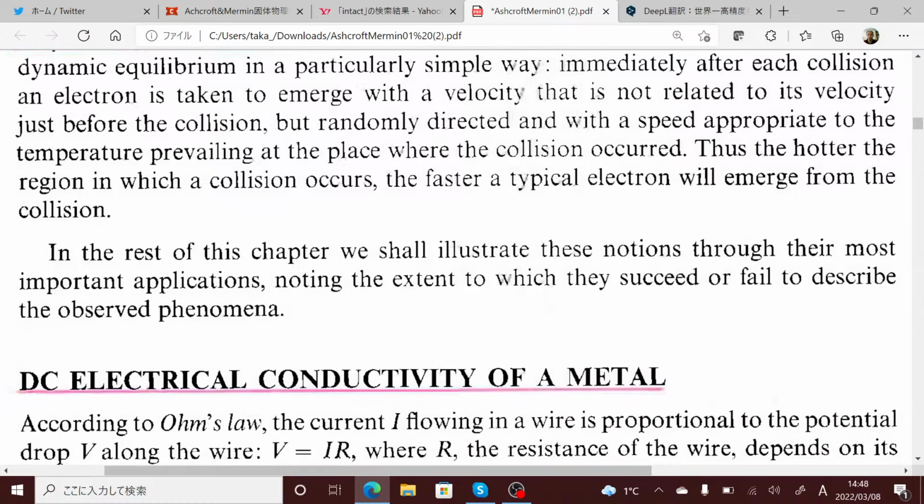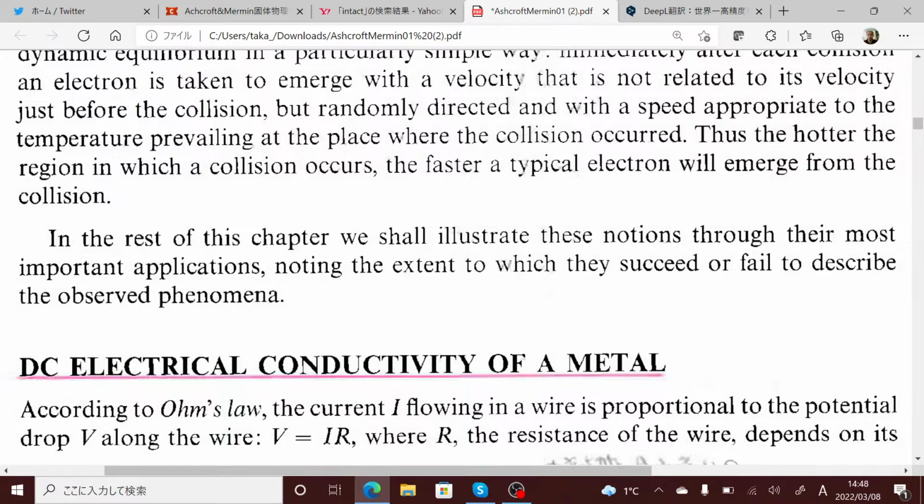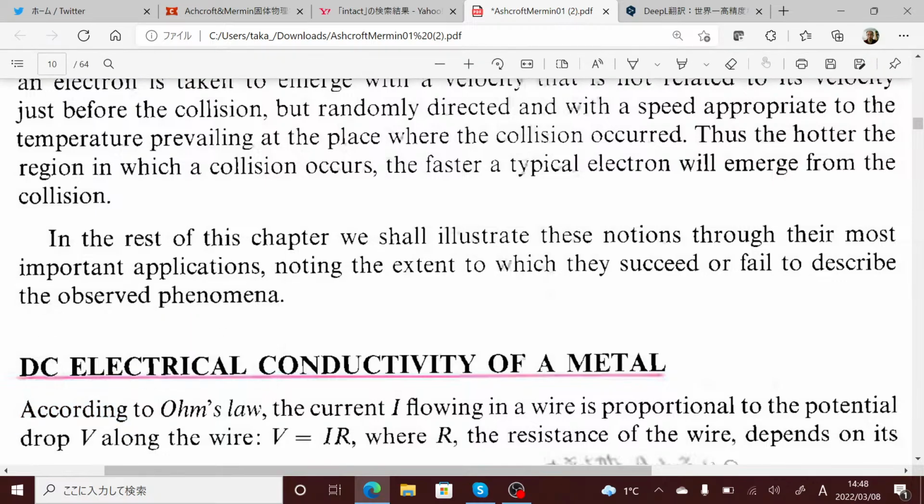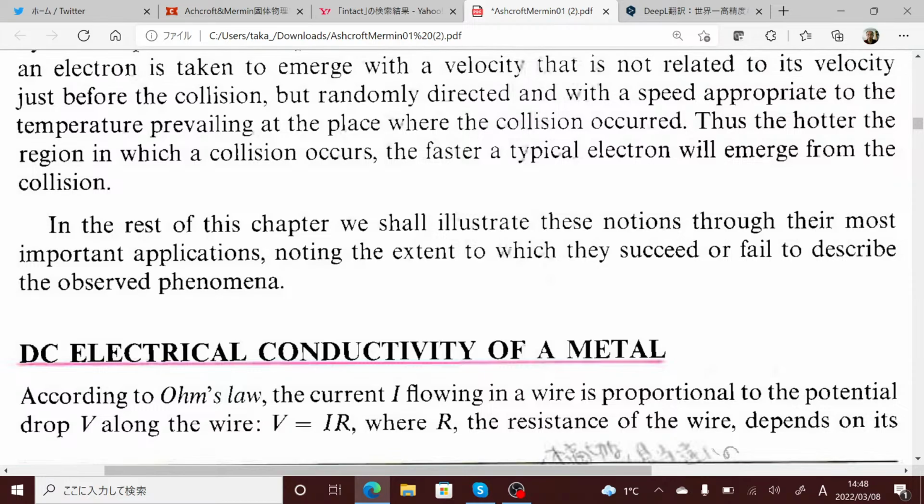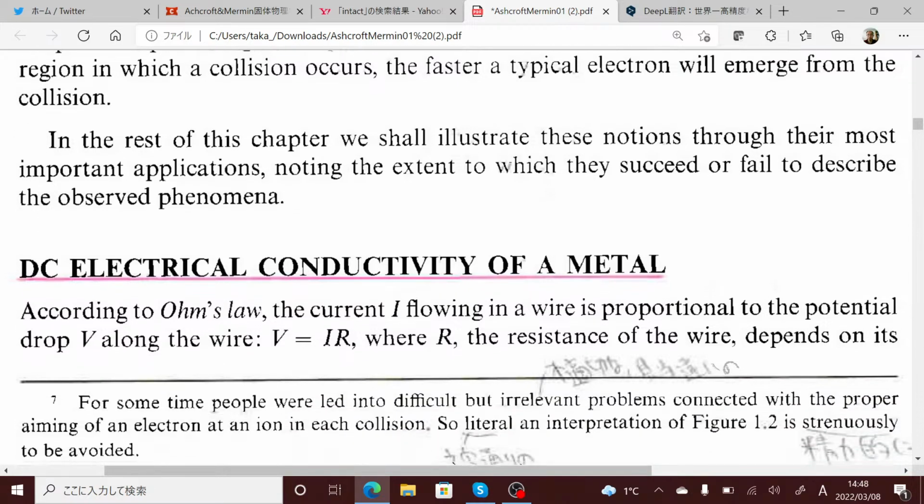In the rest of this chapter, we shall illustrate these notions through their most important applications, noting the extent to which they succeed or fail to describe the observed phenomena.